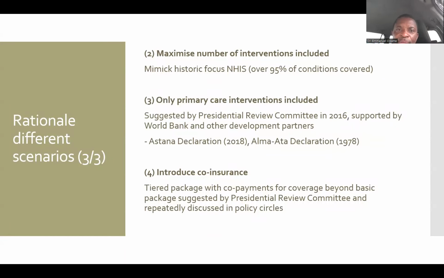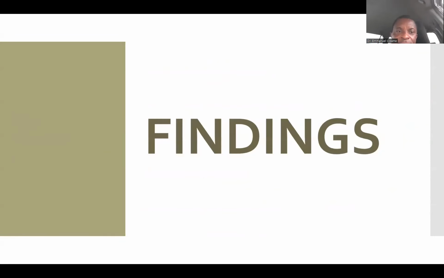So in terms of the maximum number of health interventions, we looked at the current status quo, where implicitly we are looking at 95% of conditions covered. And then we look at the primary care interventions, which was reviewed by the Presidential Commission report in 2016. And then we look at a scenario where we are introducing some level of co-insurance for coverage beyond the basic package recommended by the Presidential Committee.